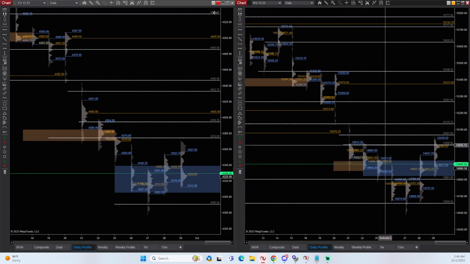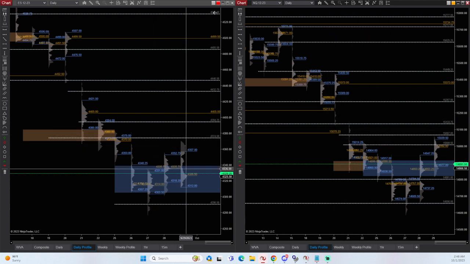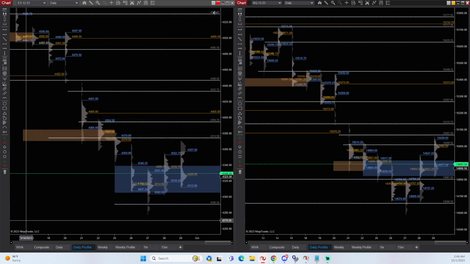So if we continue to build higher, I will be looking for this to fill some of this thin volume profile up here. Again, with S&P, if we push above, I will look for this 4374, somewhere in that area. And that's what I'm looking for.